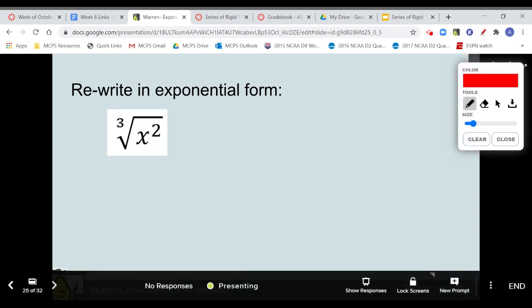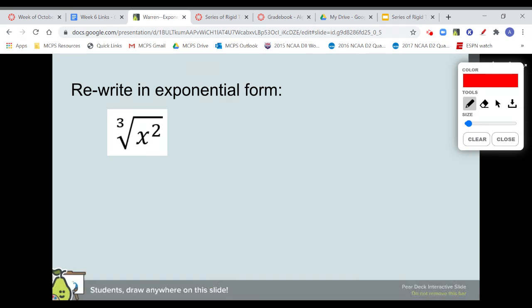Now I'm going to try one more time. Here I have x to the 2nd power, x squared. My root is 3, so I'm going to divide my exponent by 3. And we have x to the 2/3.